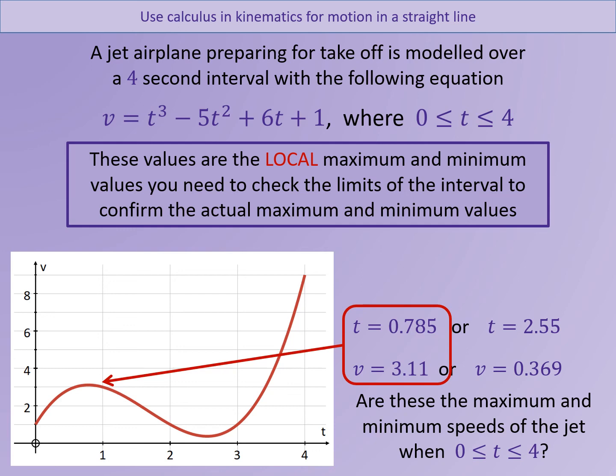These maximums and minimums are local maximums and minimums, meaning that although in that small area that they are in, this is a maximum, for example, it doesn't mean it's the maximum on the entire graph. So we do need to consider other parts of the graph.